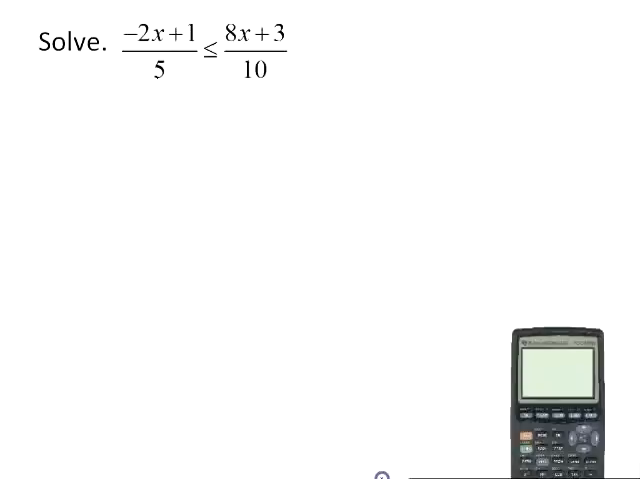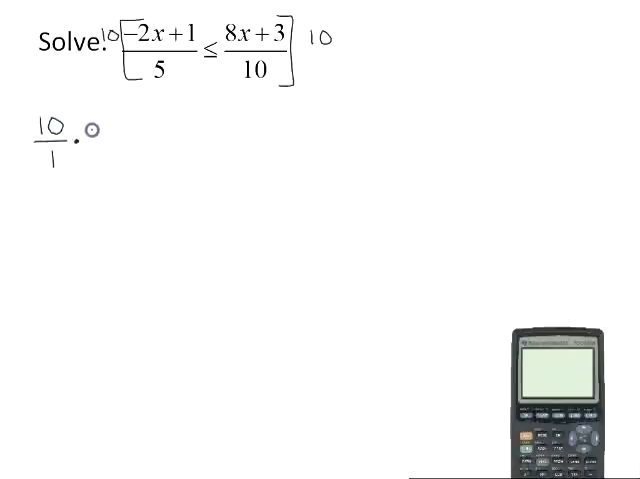Okay, let's look at another one. This one has fractions in it. If you've got fractions in an equation, the first thing you do is you get rid of them. So that's going to be the first thing we do here. Our common denominator here is 10. So what I'm going to do is multiply both sides of my equation by 10.